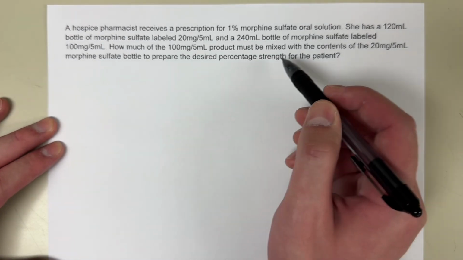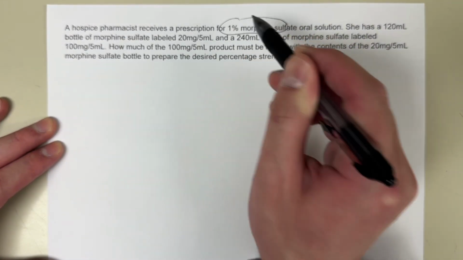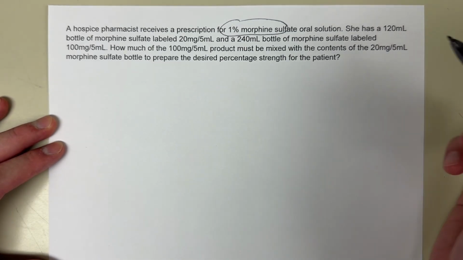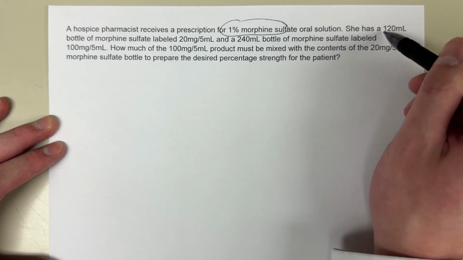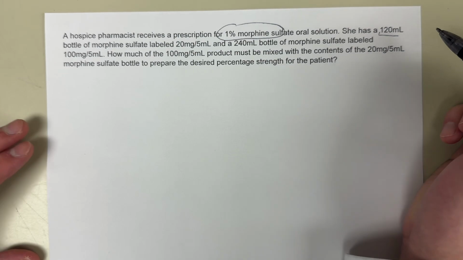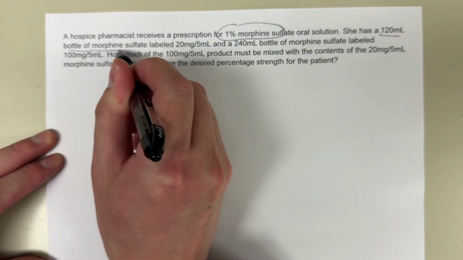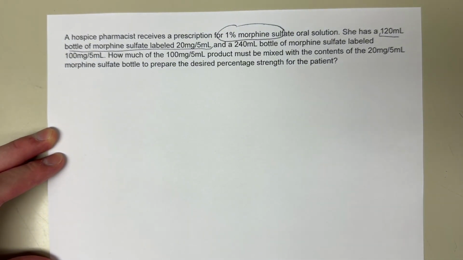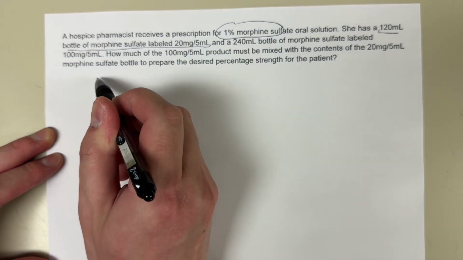So the desired percentage strength is this, 1% up here. So you're trying to force your bottle to contain 1% morphine. And you have these two bottles here. So you have one of the bottles that's 120 milliliters. And the concentration of this bottle is 20 milligrams per 5 milliliters. So I'm going to draw a picture diagram of what this looks like.